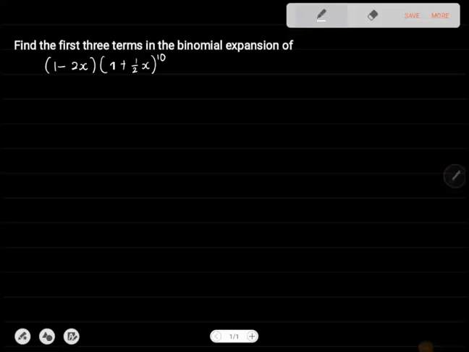Question here on binomial expansion, which says find the first three terms in the binomial expansion of 1 minus 2x multiplied by 1 plus half x to the power 10. So the first thing that we need to do is work out the part of the expansion which has got the highest power. In this case, this is the part with the highest power.